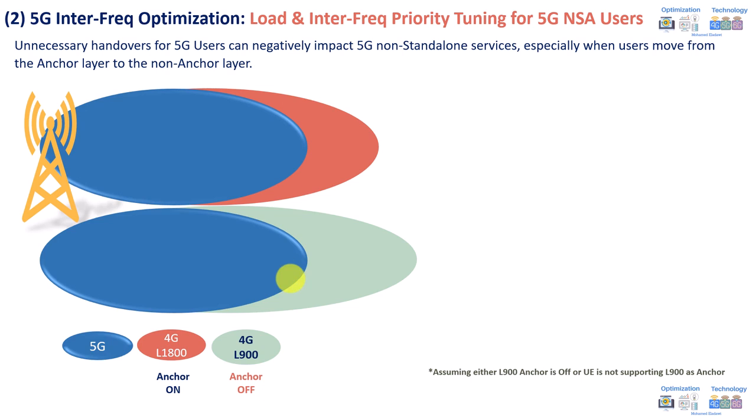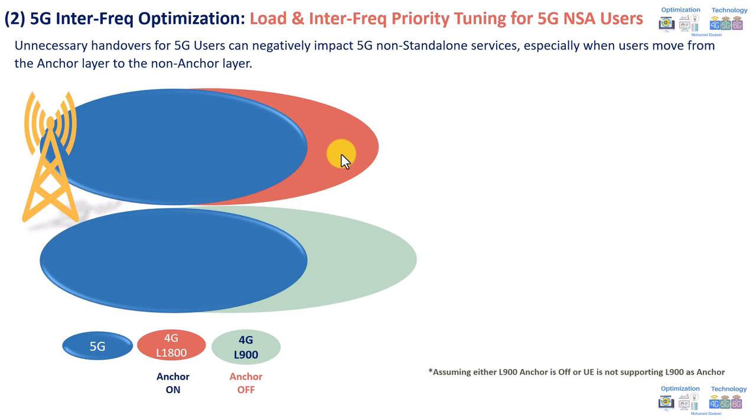And within the same site, you also have 4G L900, but it's not defined as an anchor. So if the user is coming in on the 4G, in this particular case, he cannot get 5G because this is not an anchor layer. So in this case, you need to guarantee that whenever the user falls under the L1800 coverage, you come onto this L1800 in order to add the 5G service.